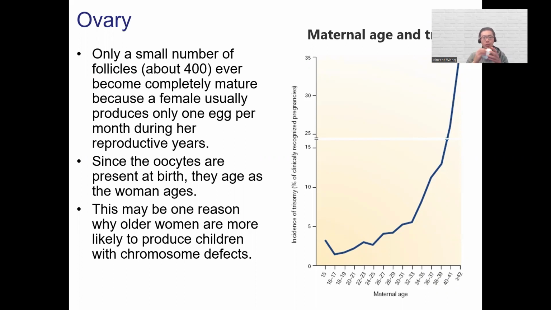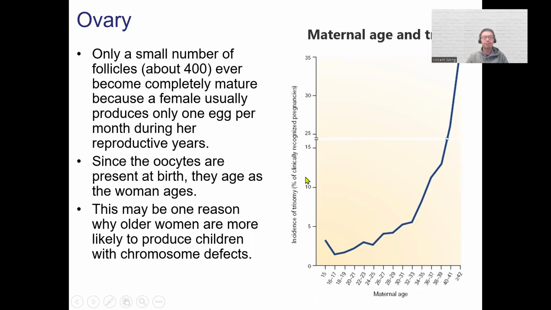So this chart shows the incidence of trisomies. Trisomy is like an extra chromosome, right? With maternal age, it basically increases the risk exponentially.